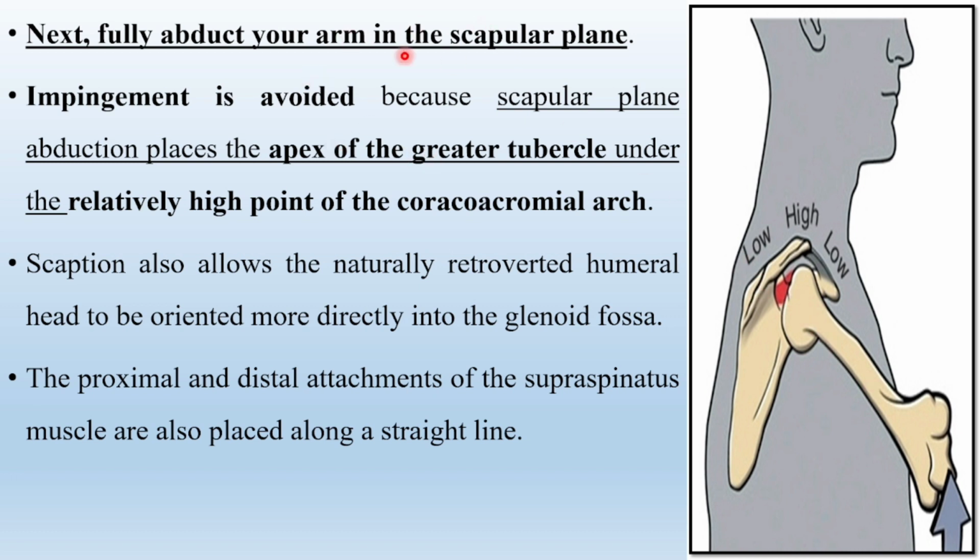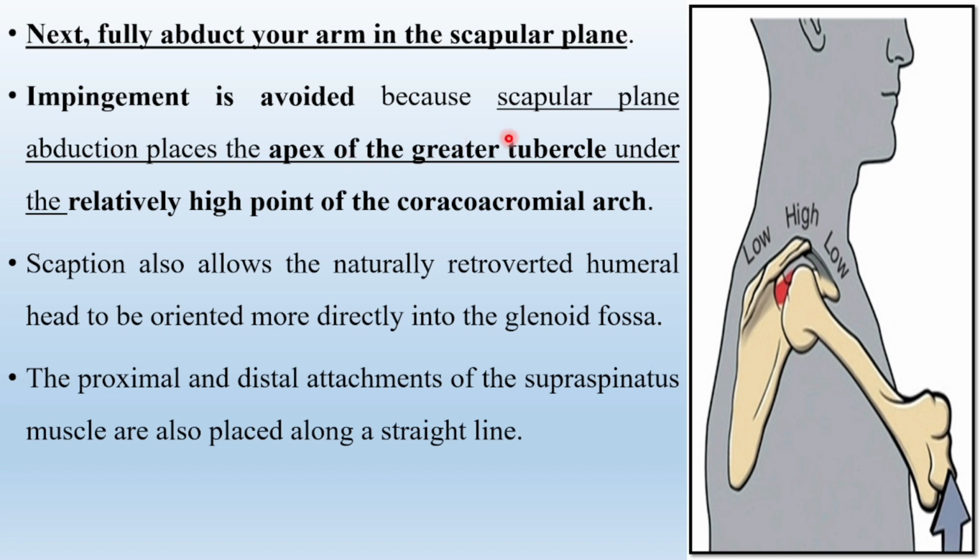When fully abducting your arm in the scapular plane, the abduction movement can usually be performed with greater ease and with less external rotation compared with frontal plane abduction, at least in the early to mid range of your shoulder motion. So there will be less external rotation if you are abducting your arm in the scapular plane.